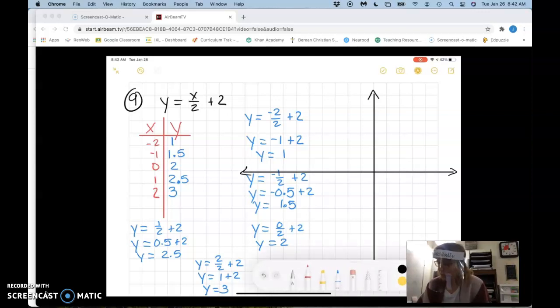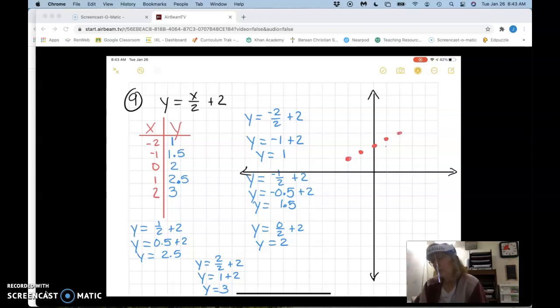Alright, so I have -2 and 1, -1 and 1.5, 0 and 2, 1 and 2.5, and then 2 and 3. Alright, and I can see that I did make a line. So what I would be grading on this problem is, does your graph look like my graph or like the answer that I'm looking for? Right, or very close to it, exactly.